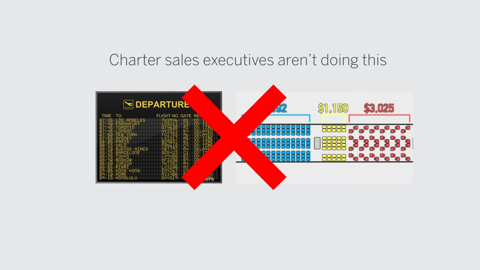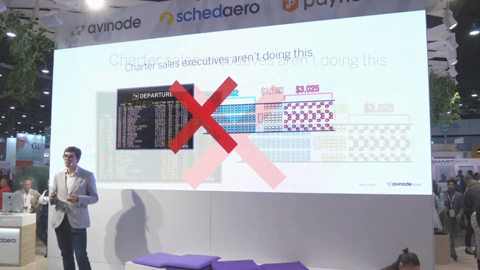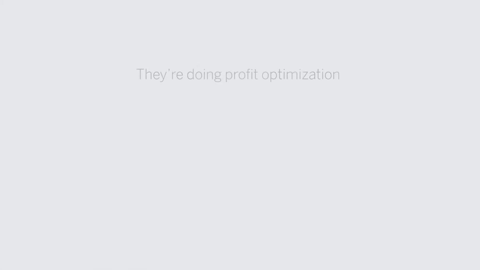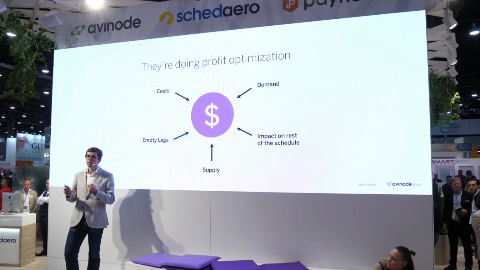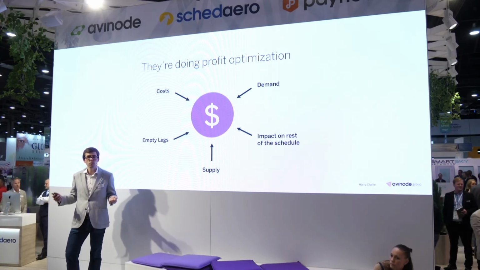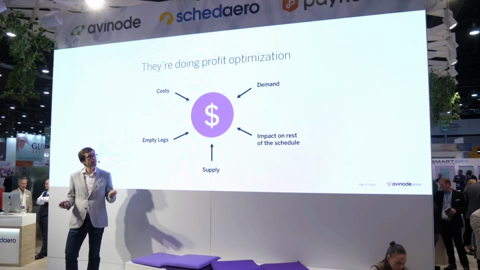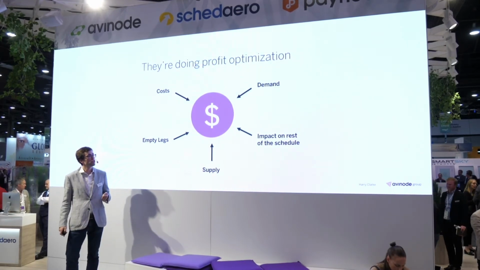Now, I don't think that is what a charter sales executive in our industry is actually doing. They're doing something else. They're thinking of lots of other things as well. So they're thinking about demand and supply. They're thinking about the impact of a flight on the rest of the schedule. They're thinking about empty legs. And crucially, they're thinking about costs. They're thinking about, if I did this flight, how much money would I make? They're thinking about the profit. They're thinking about what they should do. They're thinking about whether to schedule the flight at all. That's a very different thing. And I think that should be referred to as profit optimization.